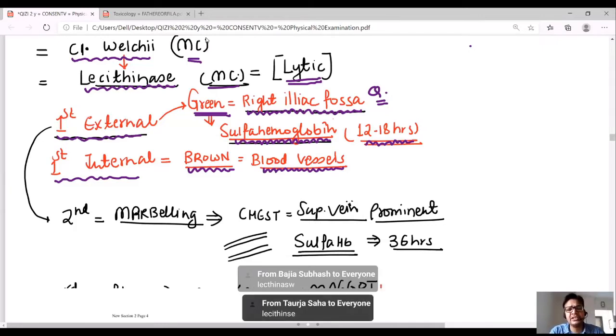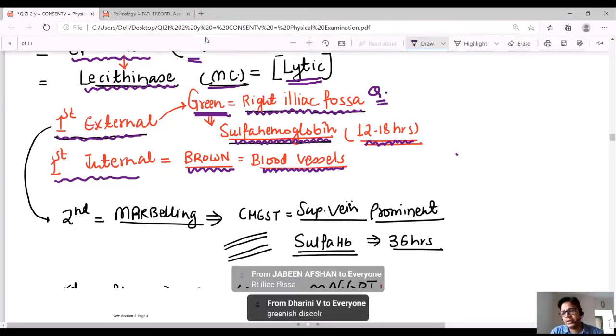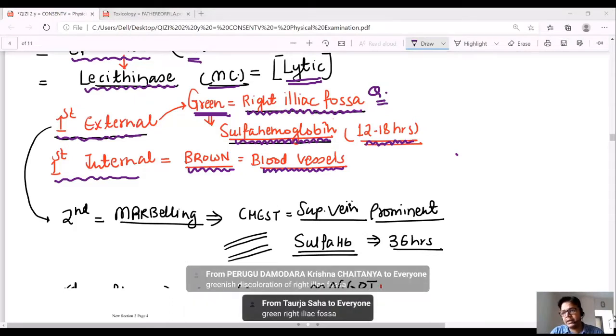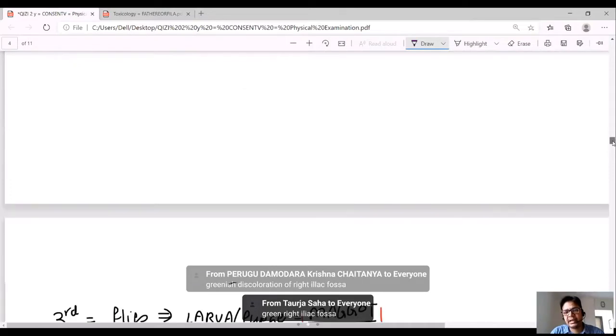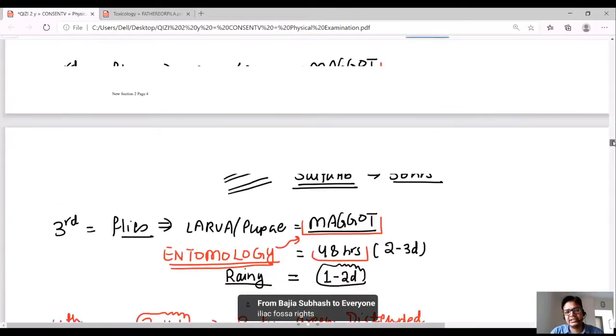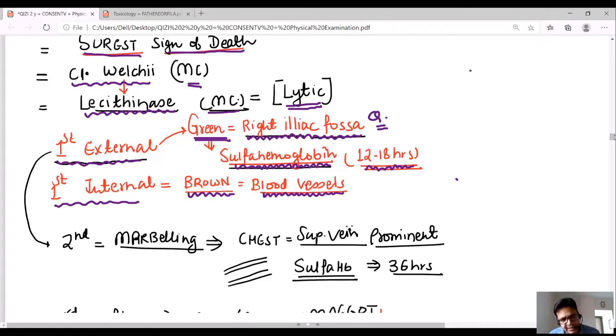Which is the first external change of decomposition? Greenish discoloration of which area? This question comes. Greenish discoloration of the right iliac fossa. The first internal change is brownish discoloration of blood vessels. This is the first change.